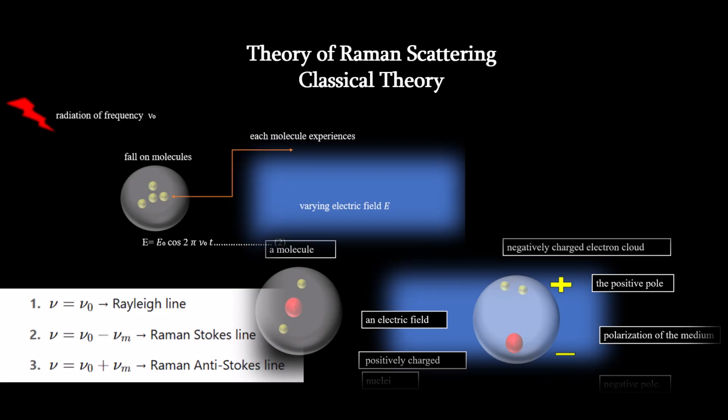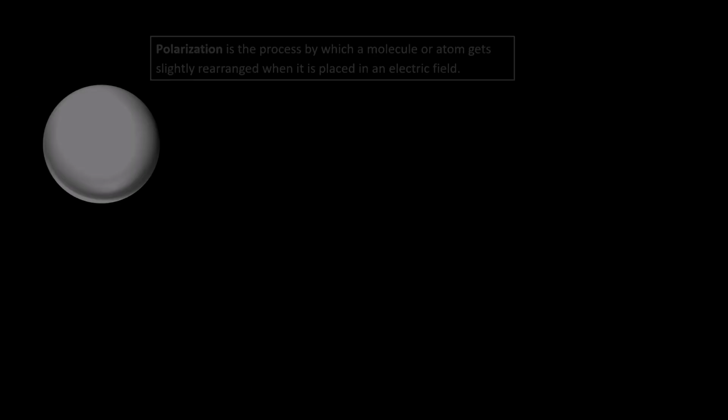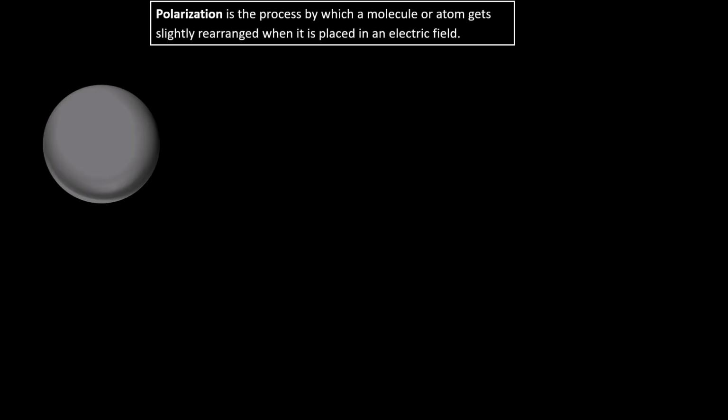Today, we learn about the classical theory of Raman effect, which explains how light changes when it hits a molecule. Before going to the details, we must familiarize about polarization.